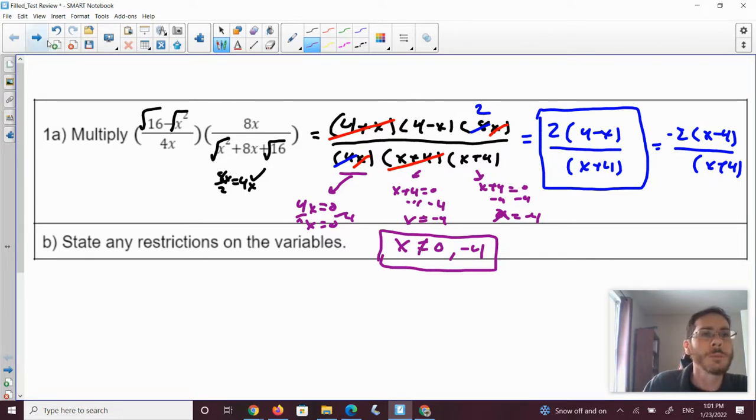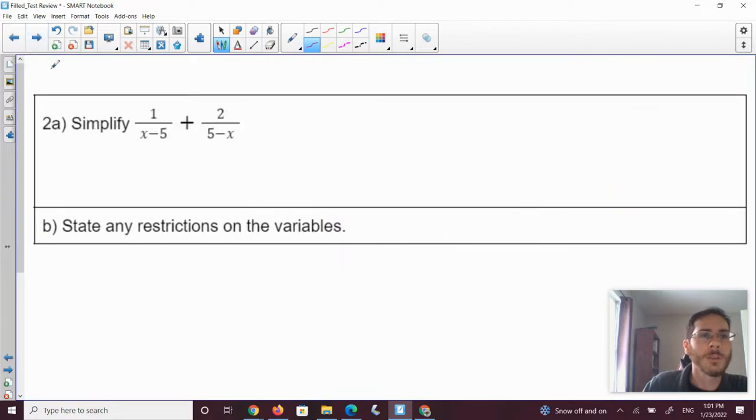So that's it for number 1. All right, for number 2, we want to simplify, and then again, state any restrictions on the variables.